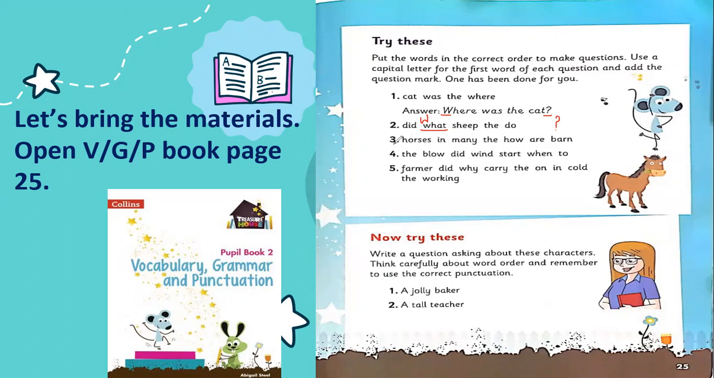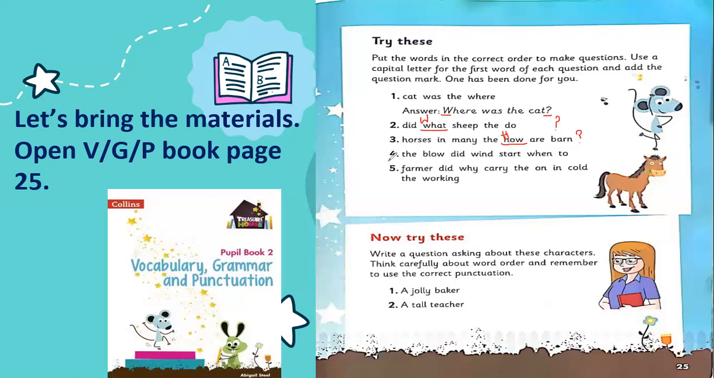Okay, so number 3, horses in many, the how are barn. So what is the right way to put the sentence? We started with how. That means the H should be a capital letter. How many horses are in the barn? How many horses are in the barn? And don't forget to put a question mark.